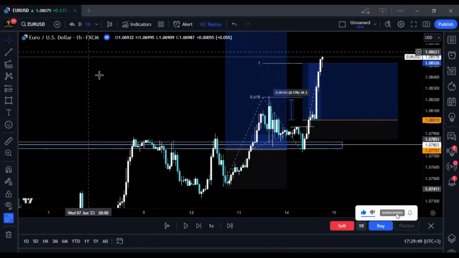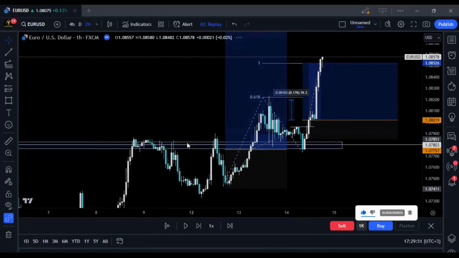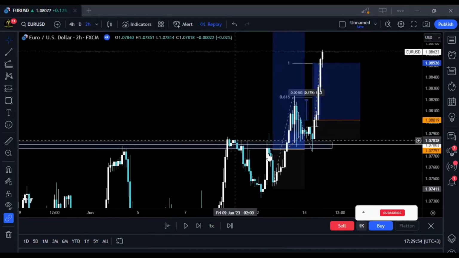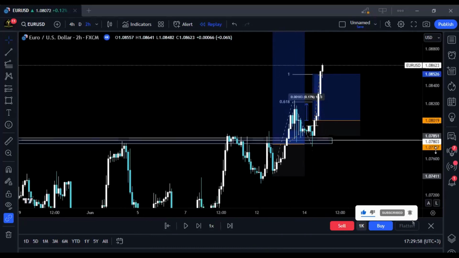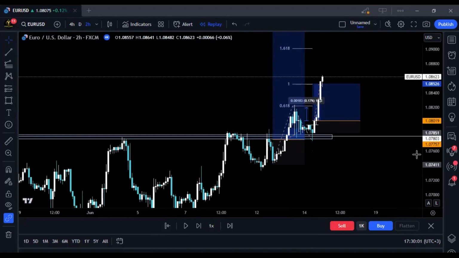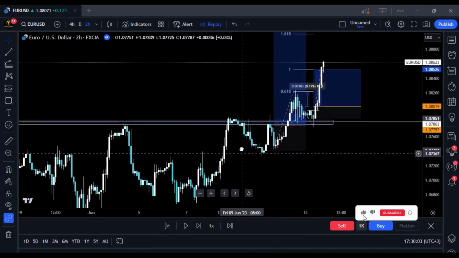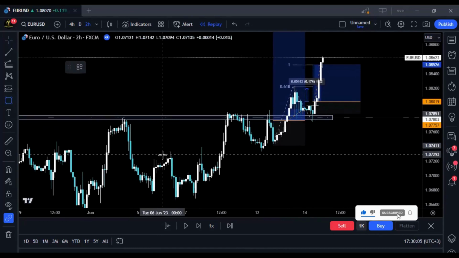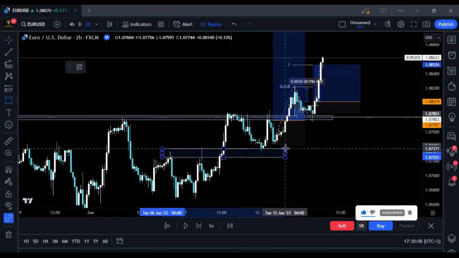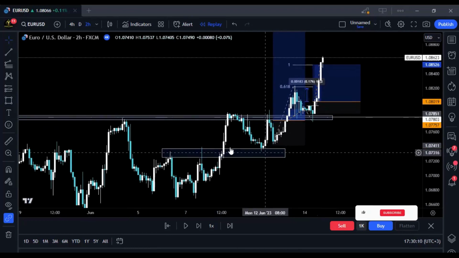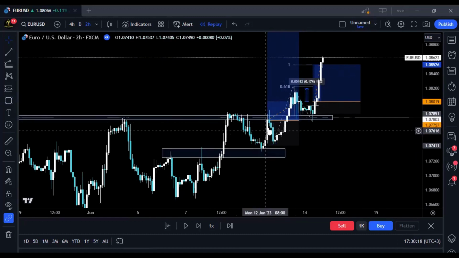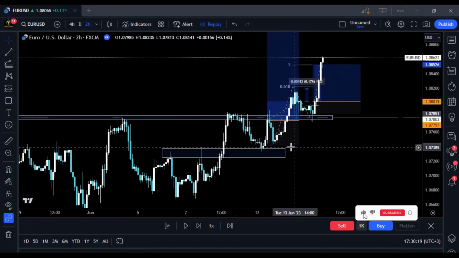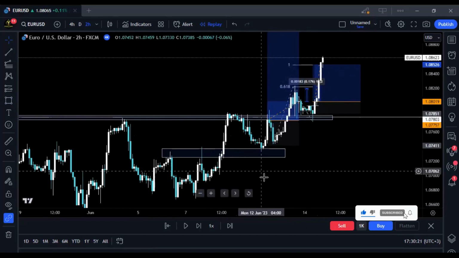Okay. So this was the entry that we took. We took the entry while prices broke and retested this zone here. Right? Prices broke above that and retested this. We used this bullish candlestick as our entry. Our stop loss was just below this entry candlestick.